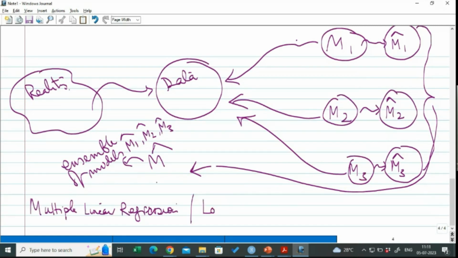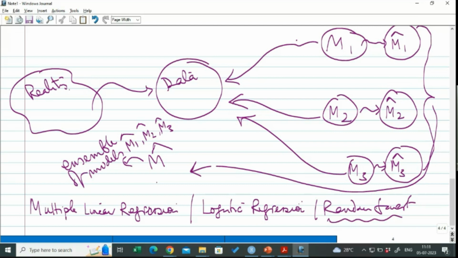Again, I am assuming you have studied logistic regression and random forest. So you already have an idea of this ensemble thing, because in random forest you create a very large number of trees, and based on those trees you take the decision. You compute your probabilities, right?